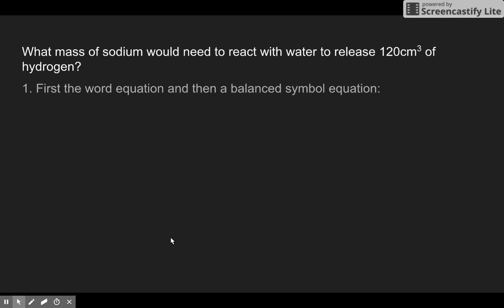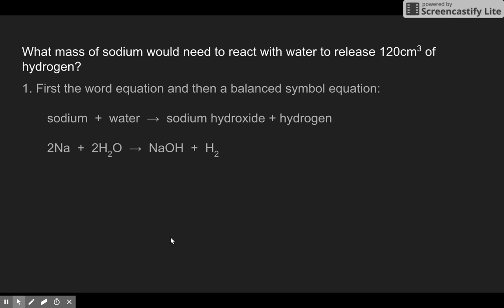Okay, first the word equation and then balanced symbol equation. Sodium plus water produces sodium hydroxide plus hydrogen. The balanced symbol equation reads that. Oh, it doesn't. I've forgotten 2 here. Everything else is correct there.